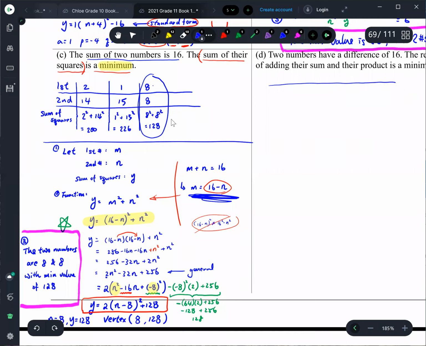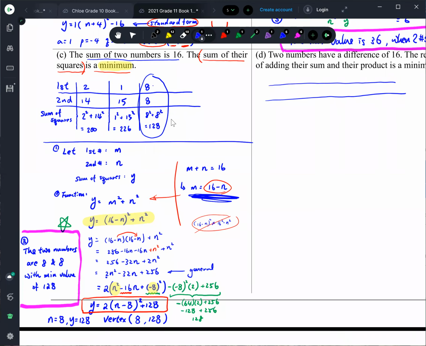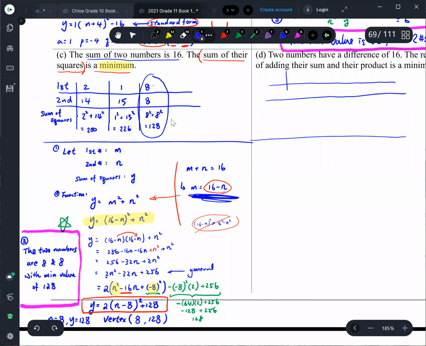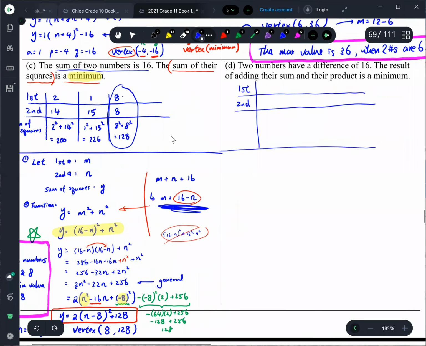We need to control our space, okay? So, okay, Tony and Wilson, do you have any questions for C? Not really. Okay, all good. We'll look at this one now.